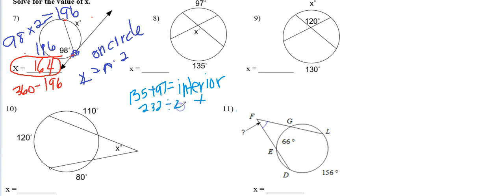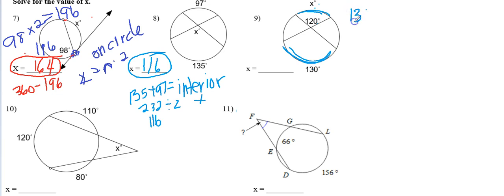Divide that by 2. We get 116. 116. Done. This one's trickier. This one we still have to add our arcs up right here. And when we add them, we get the angle.